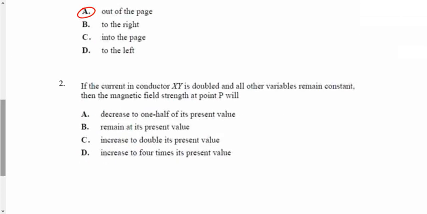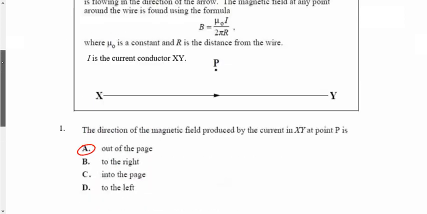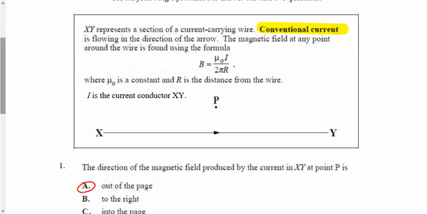Question 2: if the current in conductor XY is doubled and the other variables remain constant, then the magnetic field strength at point P will do what? Well, if we say that this is my original magnetic field, then my new magnetic field would be equal to mu sub 0. I doubled the current, right? So it becomes 2I over 2 times pi times r. Now there's a temptation here to say, well, 2 over 2 is 1, so they cancel. Don't do that.